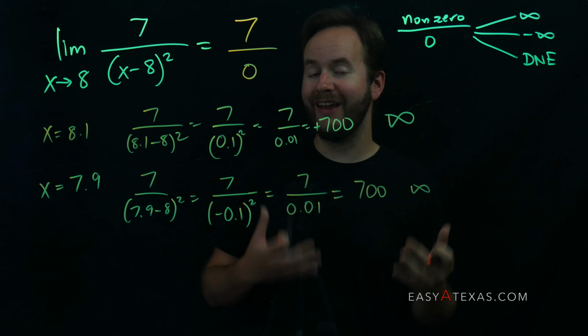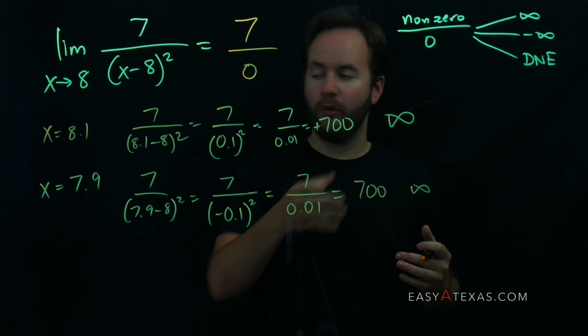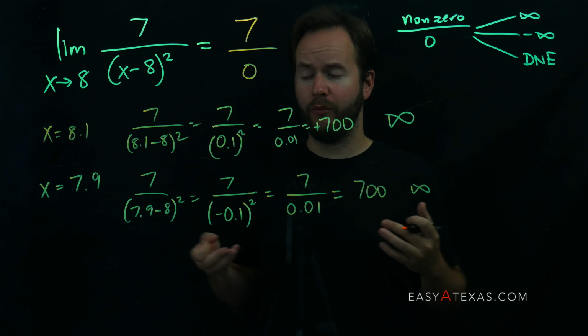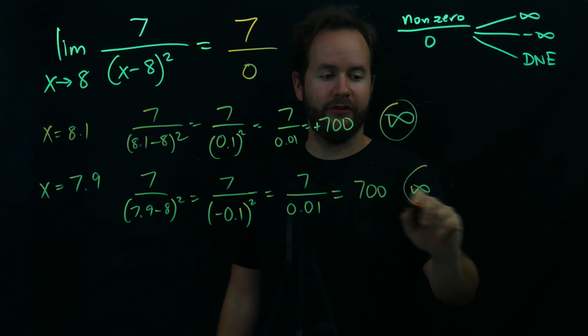So both from the left and right-hand side, the limit was a positive infinity, or rather, we got a positive number when we plugged in 8.1 and 7.9, so I know the limit's going to be positive infinity because these two limits match, and so my answer is infinity.